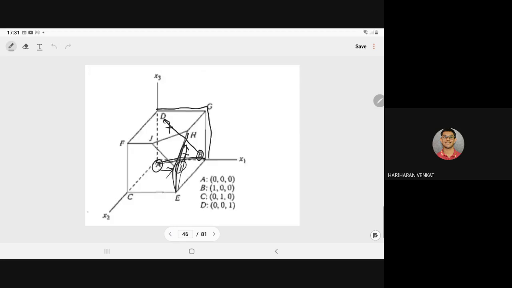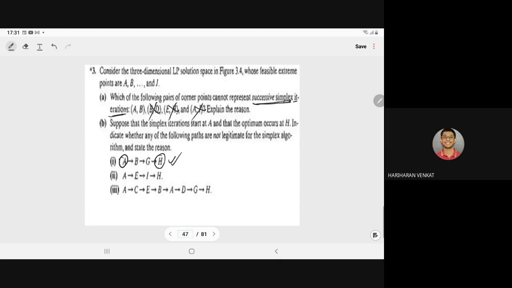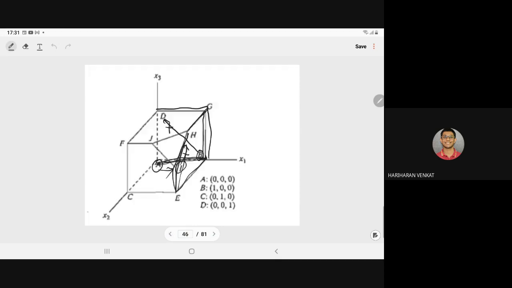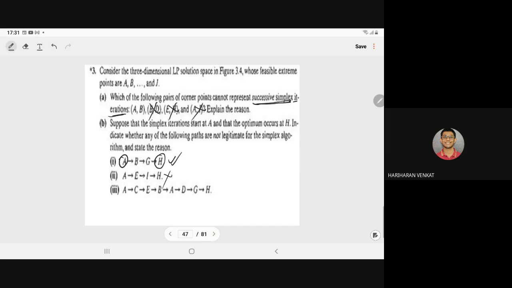So in this case, A, B, G, H. This is A, B, G, H. No jump. Always corner to corner through edges. So that is a valid iteration. Next, A, E, I, H. If you say A, E, I, H, then from A to E we have to make a jump. So that is not valid, right?